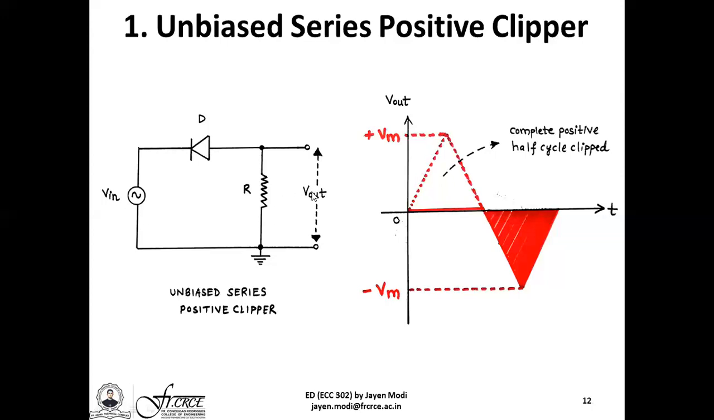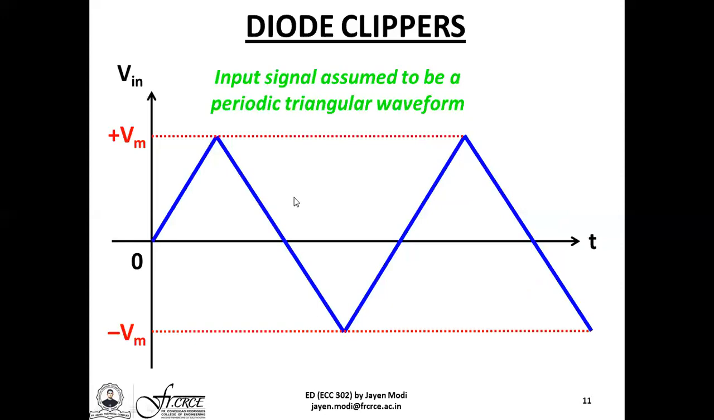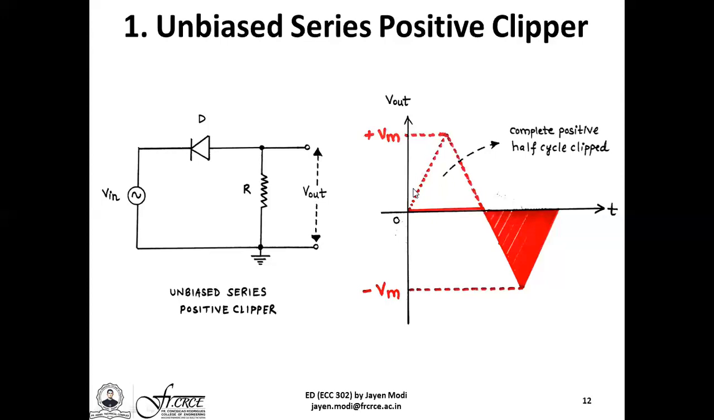How does this work? It works with your same input AC triangular waveform which is applied at the input. During the positive half cycle, the topmost terminal is positive, the bottommost terminal is negative. If you look at the PN junction diode, you have a positive voltage with respect to ground, which is connected to the diode's cathode. Now, under these operating conditions, the diode is said to be reverse biased.